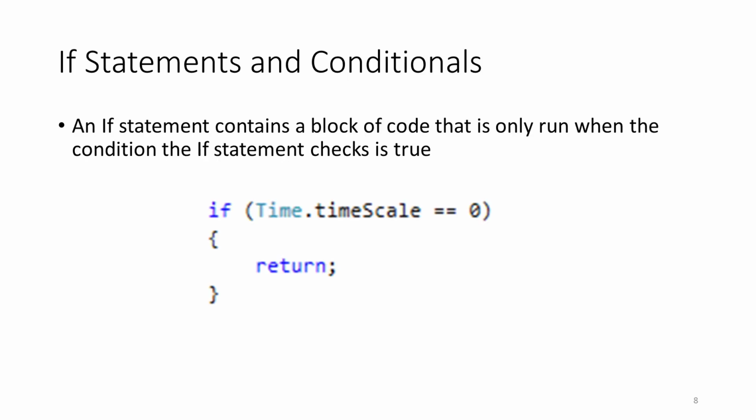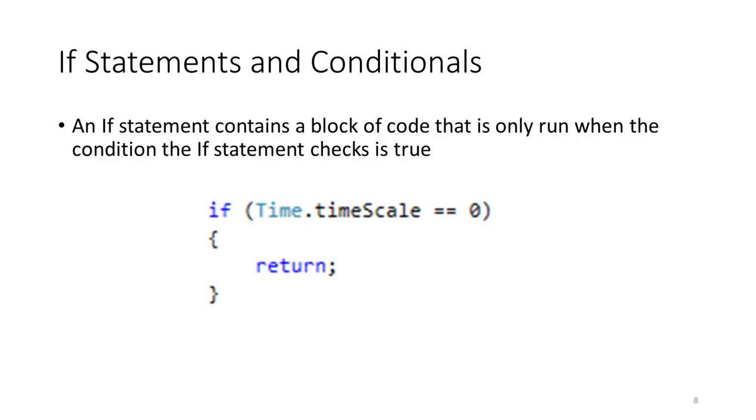Now we are going to look at if statements and conditionals. An if statement contains a block of code that is only run when the condition the if statement checks is true. In this example, the if statement is checking if the time.timescale is equal to 0. This is essentially just checking to see if the game is paused.